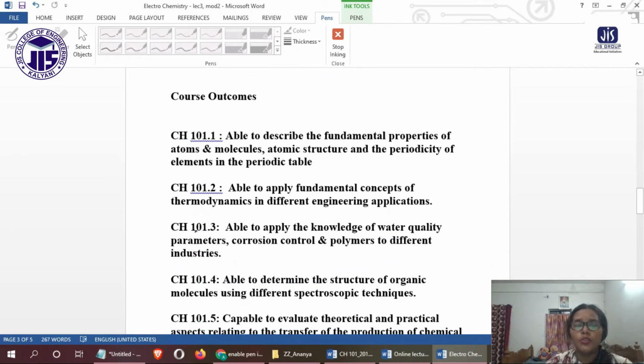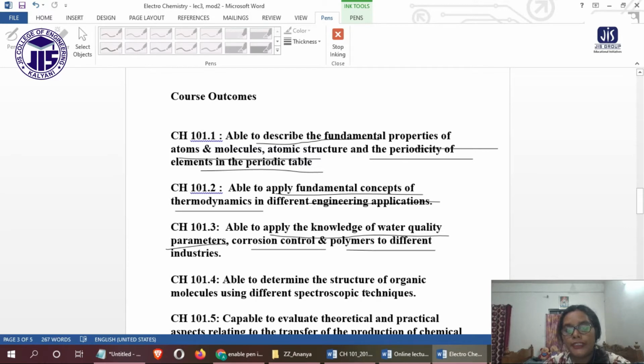These are some of the course outcomes that we have for our course. That is, after finishing this course, the students are able to describe the fundamental properties of atoms and molecules, and also the periodicity. They can describe the periodicity of the elements in the periodic table. They can apply the fundamental concepts of thermodynamics in different engineering applications. They can also apply the knowledge of water quality parameters, corrosion control and polymers to different industries.